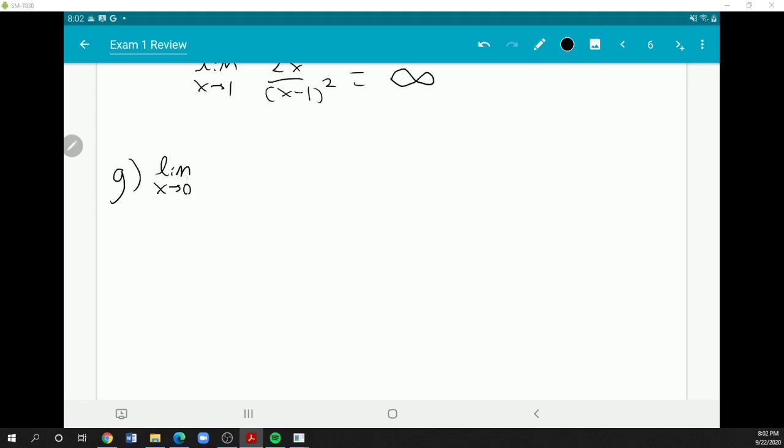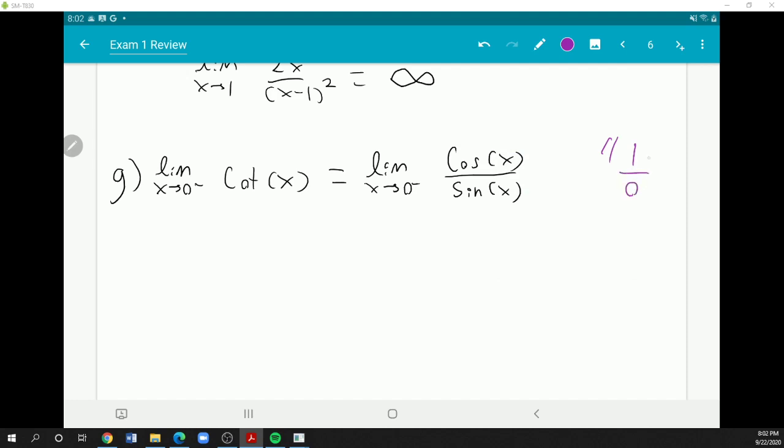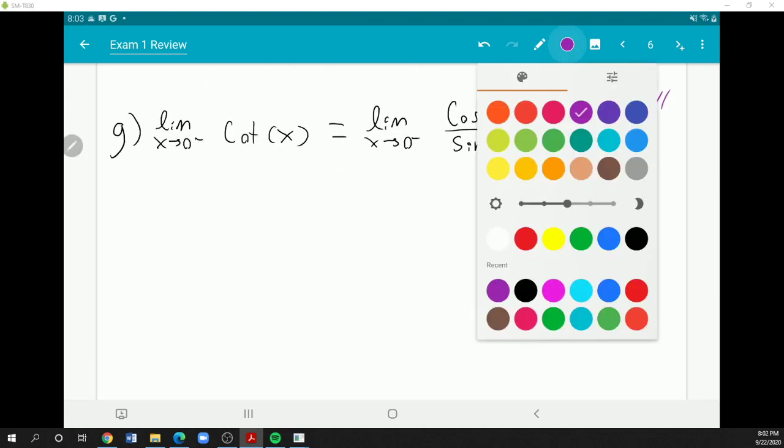Limit as x goes to 0 from the minus of cotangent of x. So I'm taking a limit from the left of cotangent of x. Let's take a second to remember what cotangent is. That's cosine of x divided by sine of x. And now we see what happens. So I'm going to try to plug in. Cosine becomes 1, sine becomes 0. So now I just need to see if this is positive or negative.